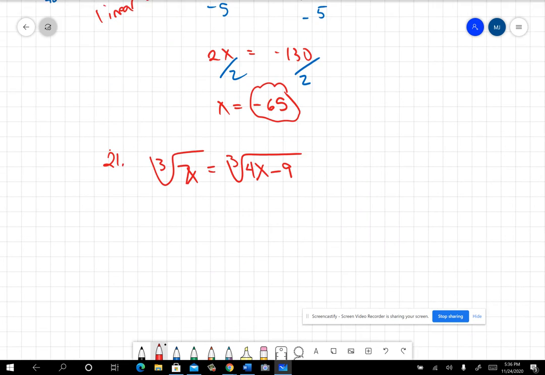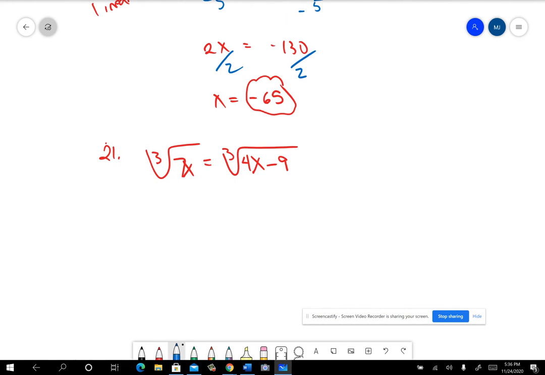Oh, that's weird. The radical's on both sides. So let's see, my x's are trapped under the radical, so I need to get rid of the radical. So I'm going to cube both sides. Okay, so when I do, this cube undoes the cube root, and I get just 7x. On the other side, the cube undoes the cube root, and I get just 4x minus 9.